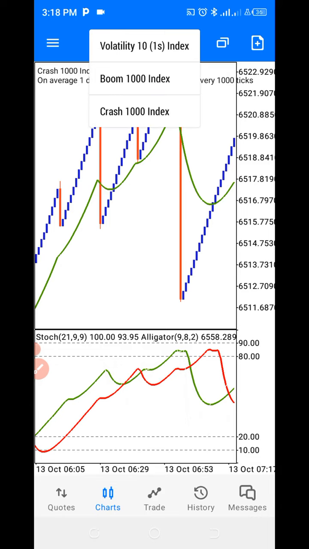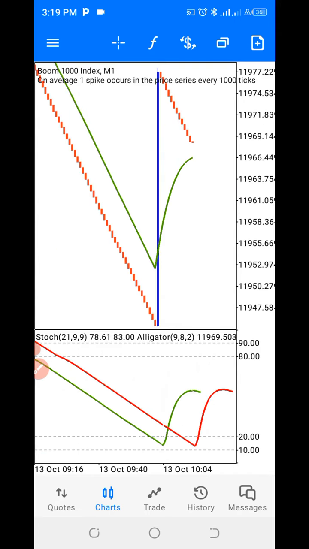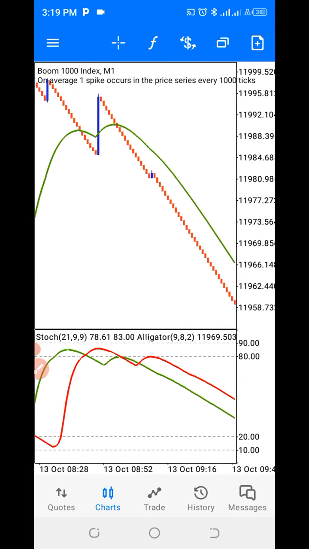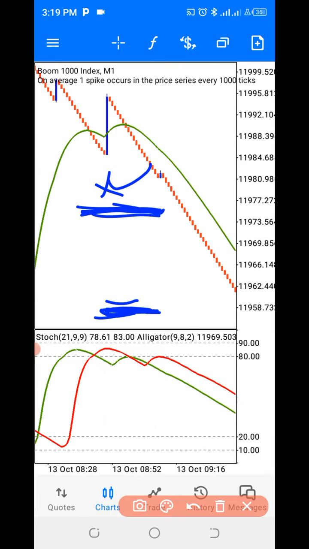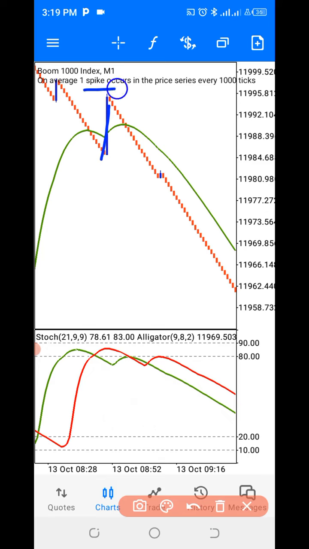Then for Boom 1000 now, obviously the reverse is the case. So on Boom 1000, you're going to be waiting for a spike to happen. Then after that spike, your stop loss will be above that spike, and then you wait for what? The green moving average to touch the 90 level or the 80 level, and it must cross below the red moving average.